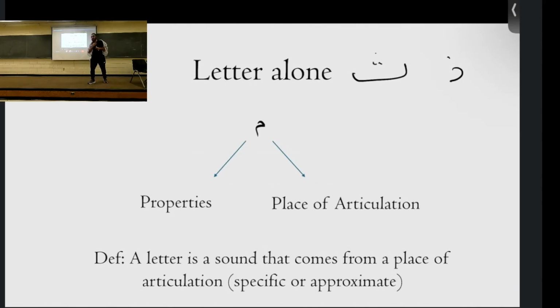Has more vibration. Okay? Does everybody agree? Dhal. What's the difference between dhal and tha? He said vibration, right? Vibration. Exactly. This vibration is actually an entailment or a sign of one of the attributes, or one of the properties. This property is called hams and jahr.